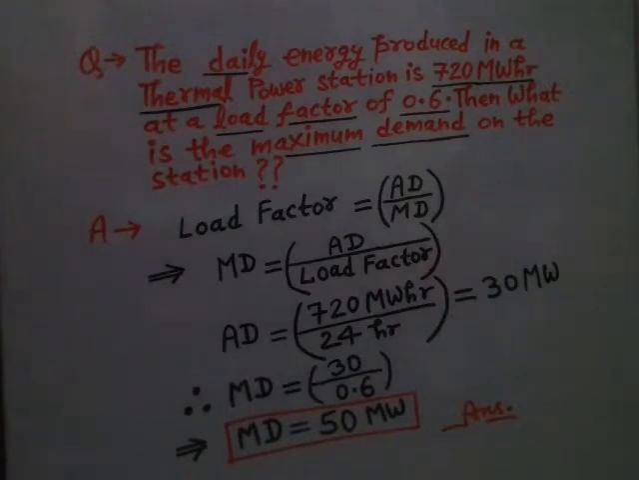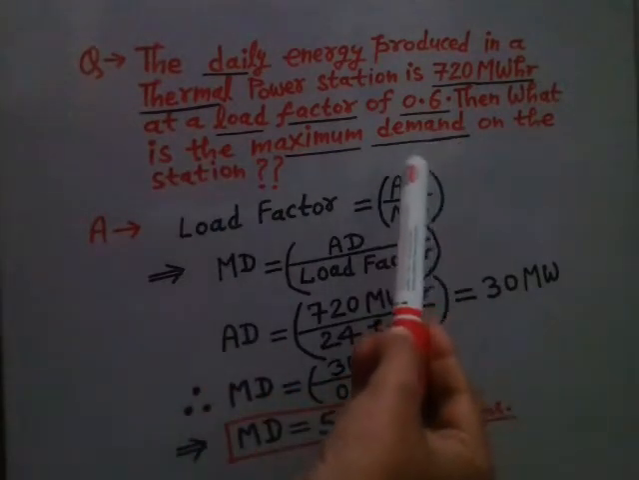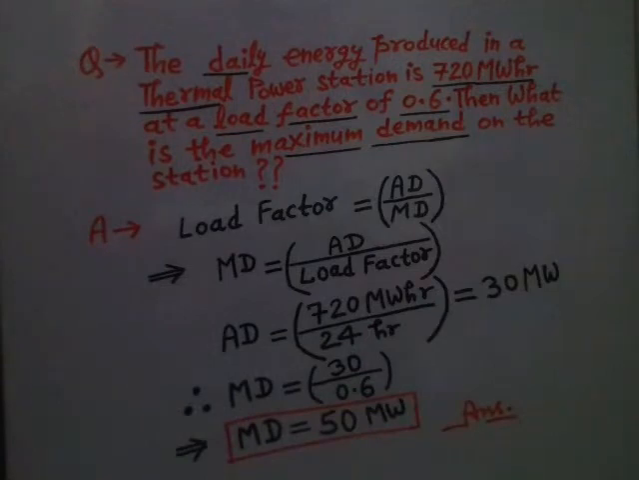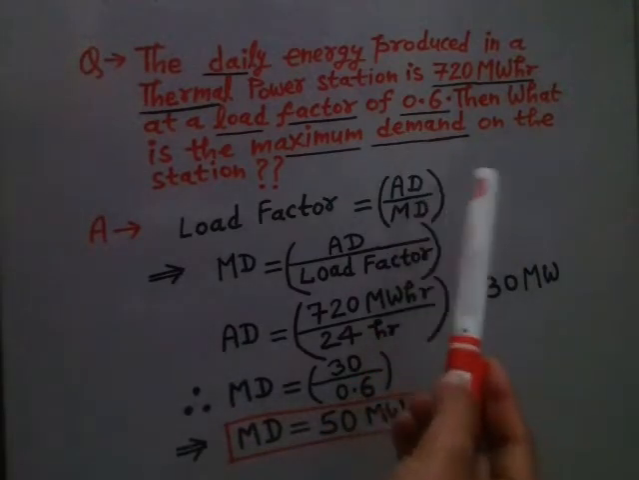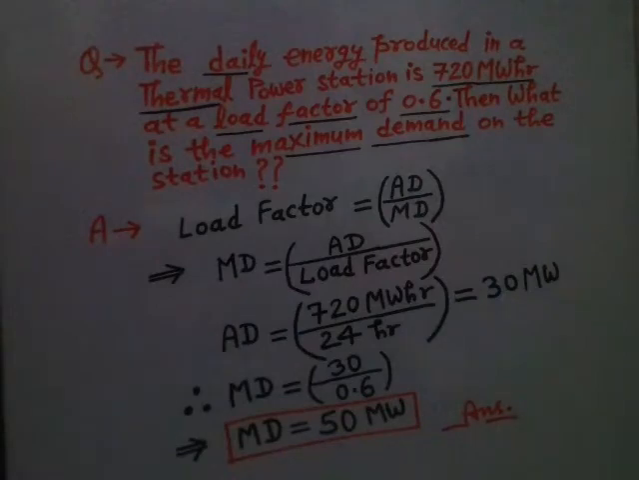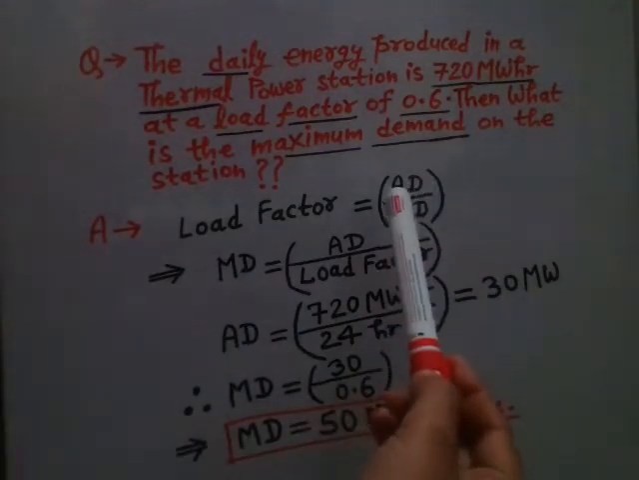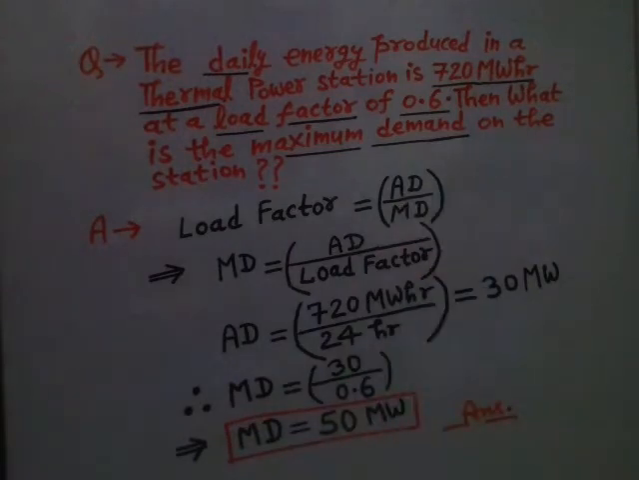Alright. So here load factor is nothing but the average demand divided by the maximum demand, right? So load factor means basically how much is the average demand with respect to the maximum demand. That is the load factor, right? So either you can say average demand or you can say average load. Both are one and the same. Similarly, maximum demand is the same as maximum load, right? So like I said, maximum demand for different consumers is different and occurs at a different time.